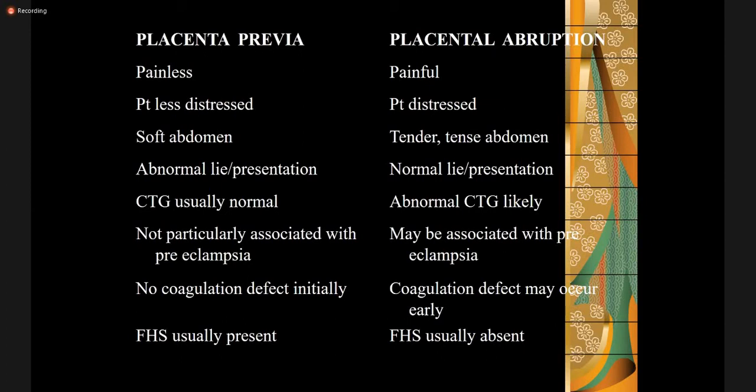In placenta previa, no coagulation defect is found initially, but in case of abruption, when the patient presents to you, she already has internal bleeding, because abruption can be concealed or revealed. Concealed means hidden: the placenta is separated and there is a collection of blood inside the abdomen. The patient may not know that until the bleeding is obvious or she has severe pain, and only then does she present to us in the emergency. So coagulation defect may occur early in cases of abruption.